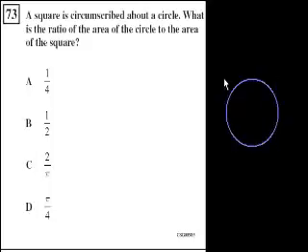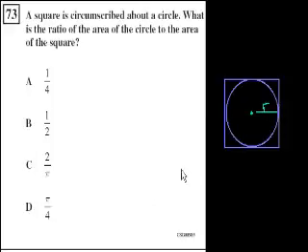Let me see if I could draw it without pressing the shift key. Oh, well, I think that's close enough. So we know that the square is on the outside because it's about the circle. It's circumscribed about the circle. What is the ratio of the area of the circle to the area of the square? So let's say that this is the center of the circle right there. This is its radius. Let's call that R.